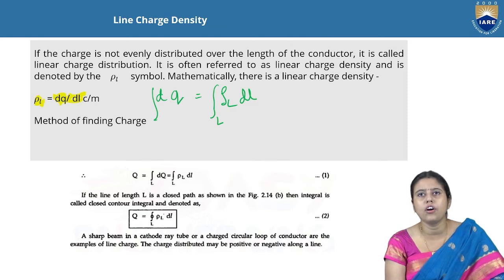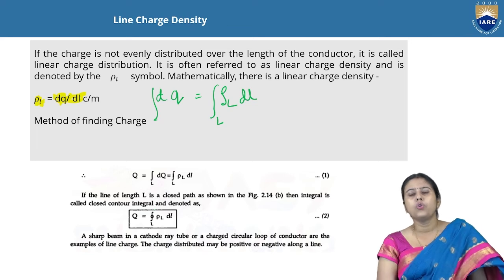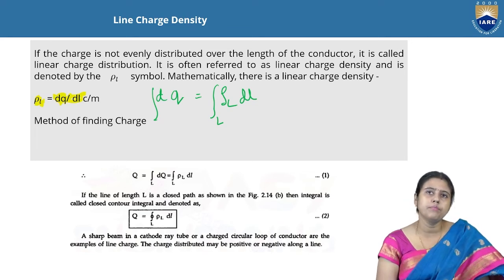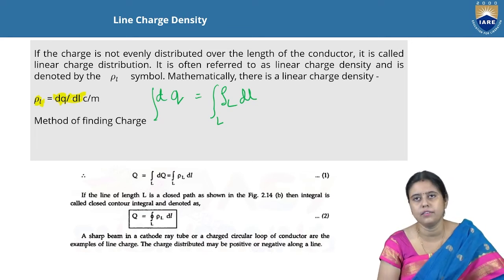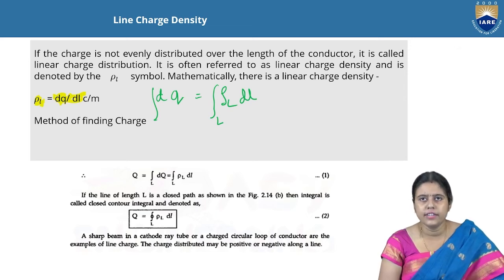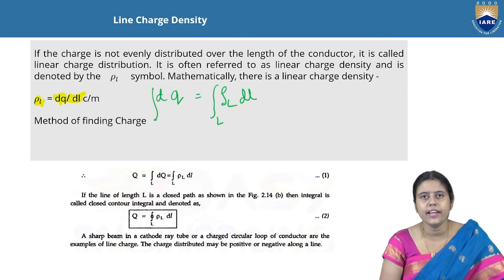So Q is equal to the integration of rho L dl. This means it is in a closed path. It is a closed contour integration. Q is equal to the integral of rho L dl.